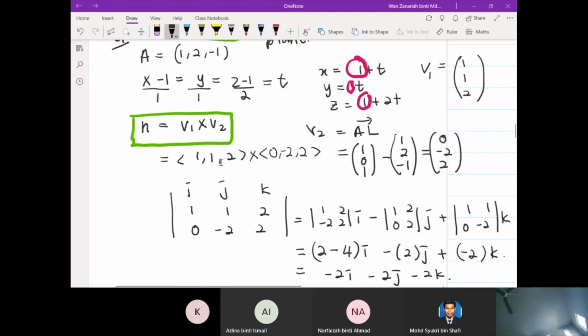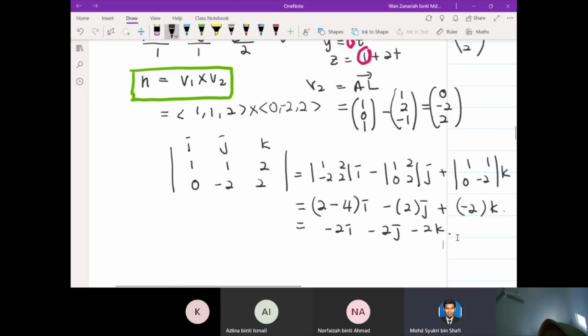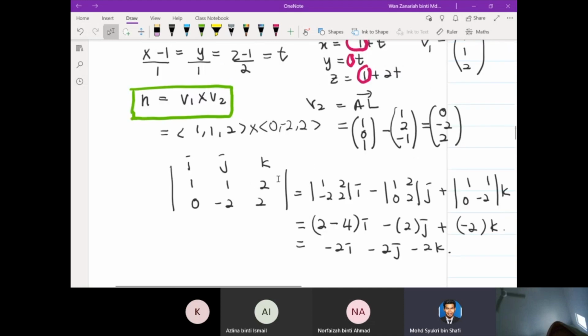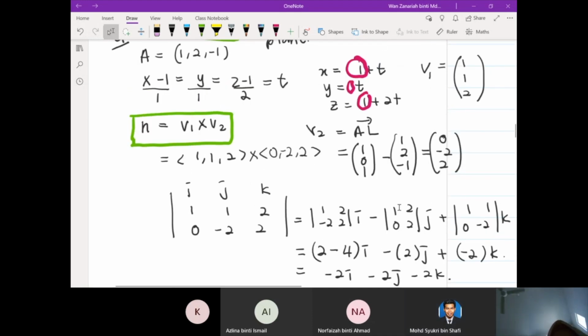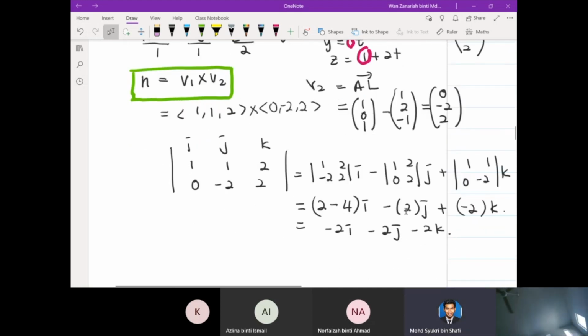Ada something wrong lah, salah ni. Kakak boleh pause kejap tak? Apa Wan? Macam ada salah kira lah kat sini because I buat tadi dapat 6I minus, so I do not know where's the mistake here. Cuba scroll bawah sikit. Buat cross product je kan? Okay, sekejap I recheck my calculation.